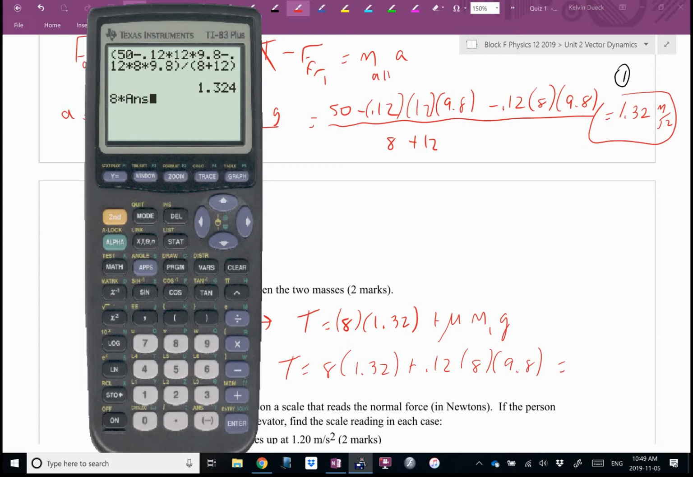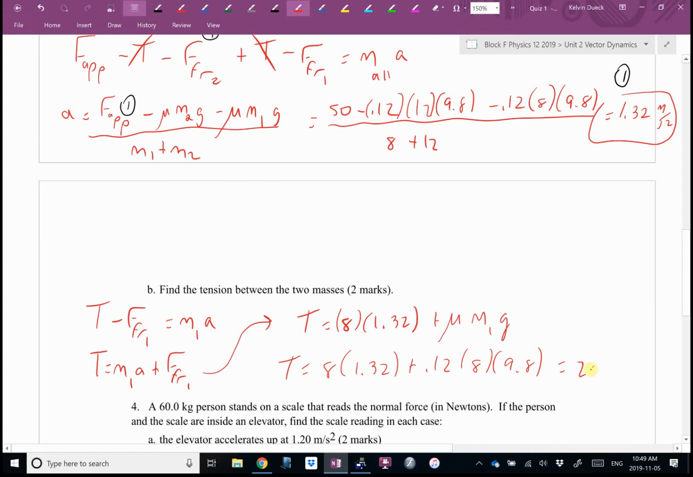Answer button. Plus 0.12 times 8 times 9.8. Do you get 20 even? Newtons. For 2 marks, I would probably give you half mark if I saw that, half mark if I saw that, half mark for the numbers, and a half mark for the answer.